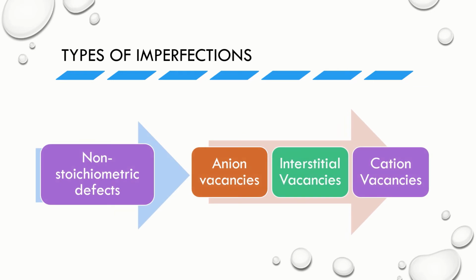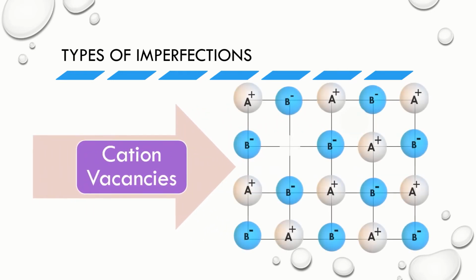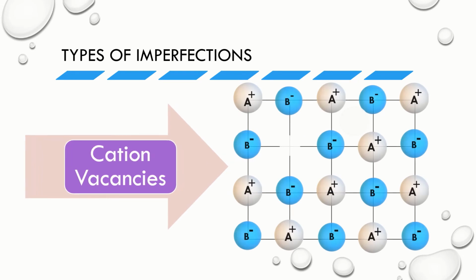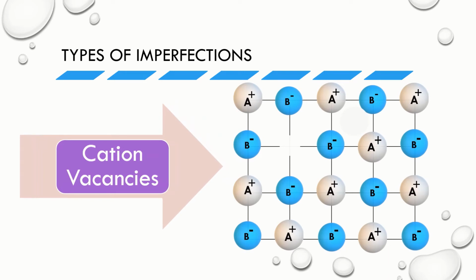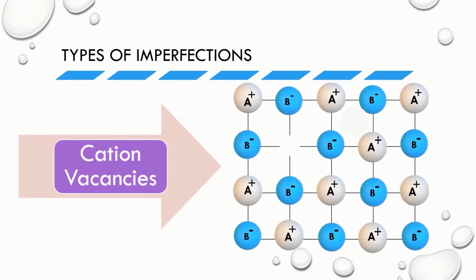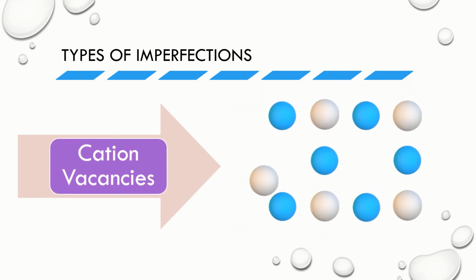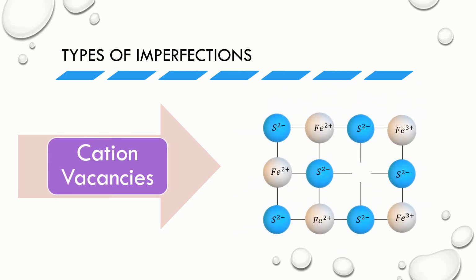Cationic vacancies. Now, this defect occurs when the metal shows variable valency, that is, in transition metals. The defect usually occurs due to the missing of a cation from its lattice site and the presence of the cation having higher charge in the adjacent lattice site.